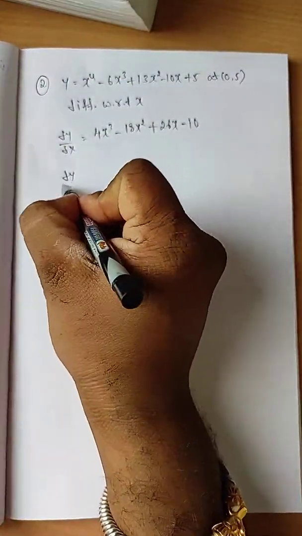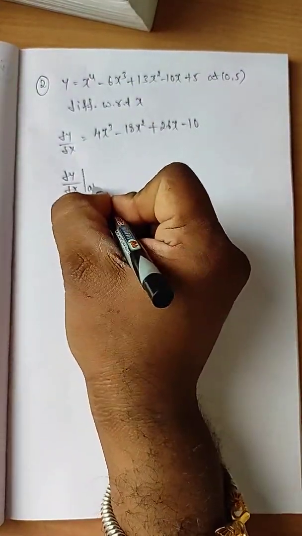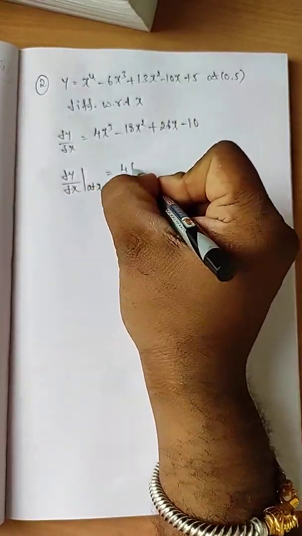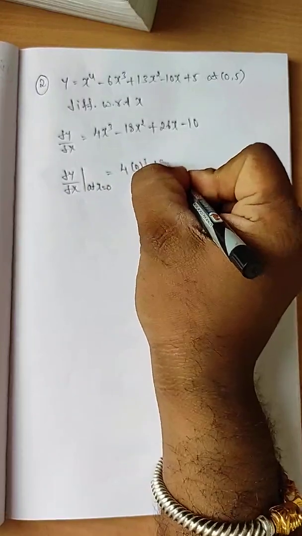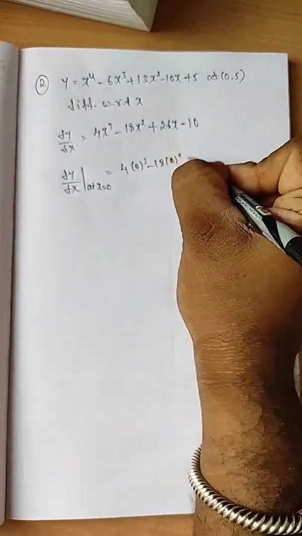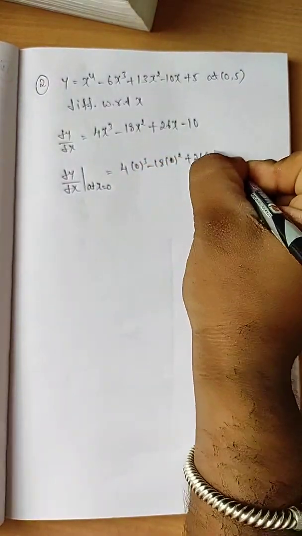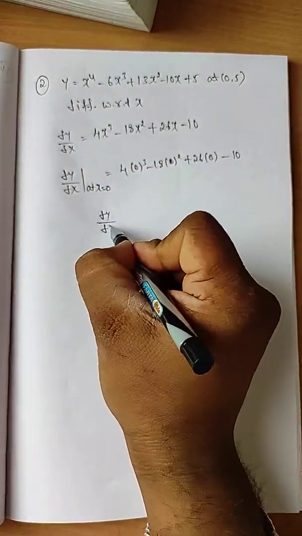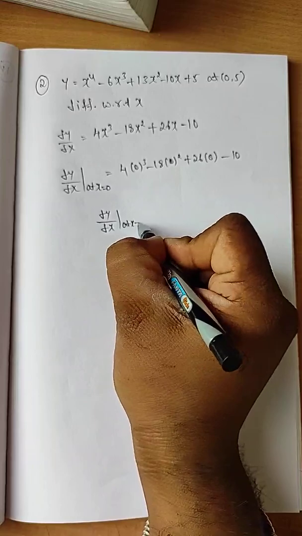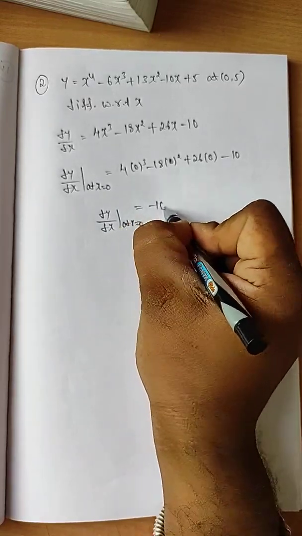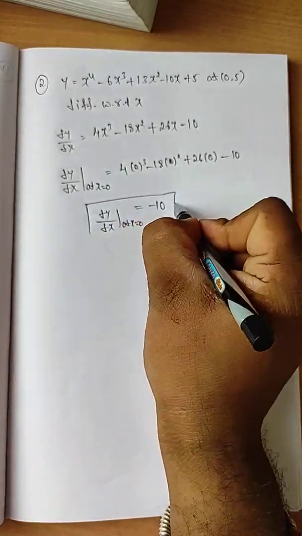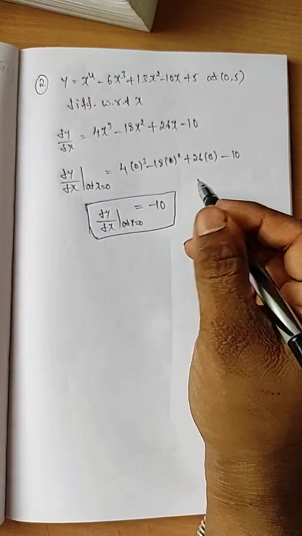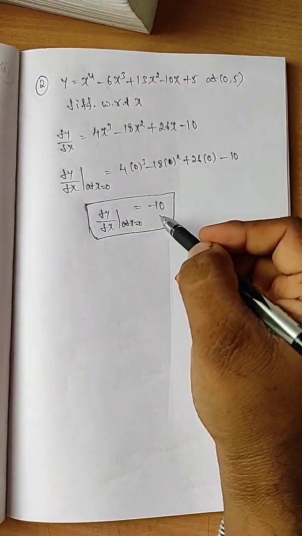Now dy by dx at x is equal to 0 is equal to 4 into 0 cube minus 18 into 0 square plus 26 into 0 minus 10. So dy by dx at x is equal to 0 is equal to minus 10. Is it clear? Is it okay? So this is the slope. This is a point and this is the slope.